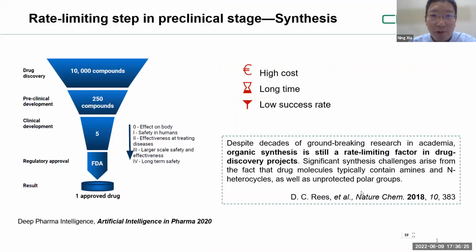It is well known that to get one approved drug, hundreds of new molecules need to be synthesized. And if we also count the failed projects, which could be 10 times the successful ones, thousands of new molecular entities need to be synthesized, and it surely will take a long time and cost a lot. So organic synthesis is still a rate-limiting step in drug discovery projects.